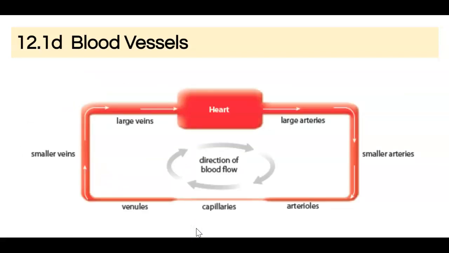Okay, so here, I liked this diagram in your textbook because it doesn't go into too much detail, but it also reinforces what I was talking about. The heart is a large muscular organ, and its job is to pump blood from itself to the rest of the body, and sometimes against gravity. So there's a lot of power there.